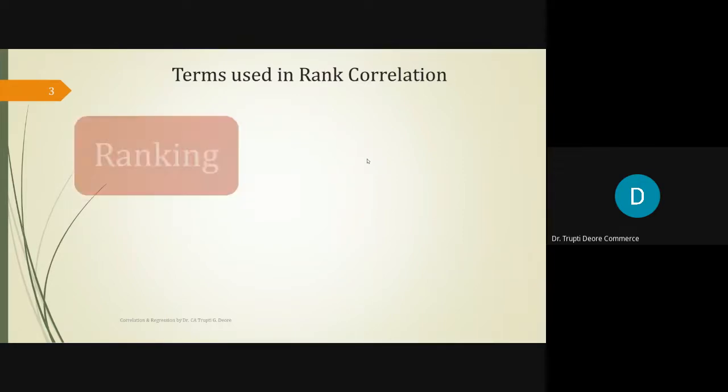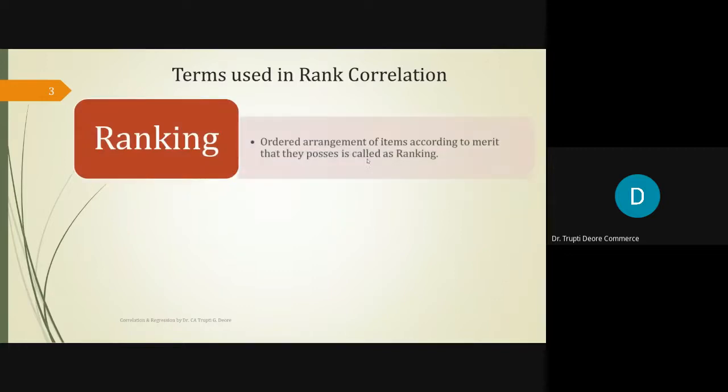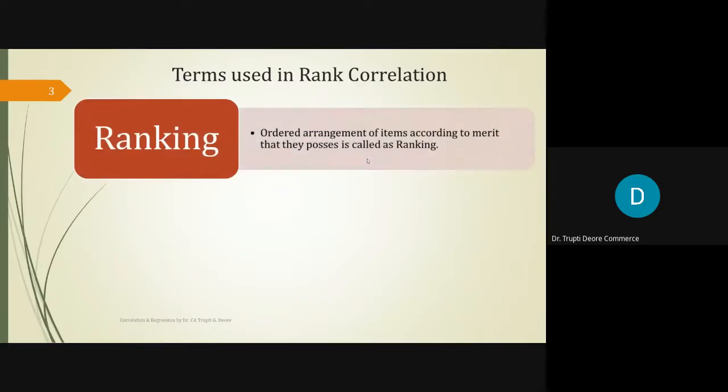So first, we will see what is ranking. Ranking means the ordered arrangement of items according to the merit that they possess. Such as first, second, and third rank, which are given for performance. For example, the first batsman, man of the match, or man of the series. So these are the rankings given on some merits, as an ordered arrangement as per the merits they possess.